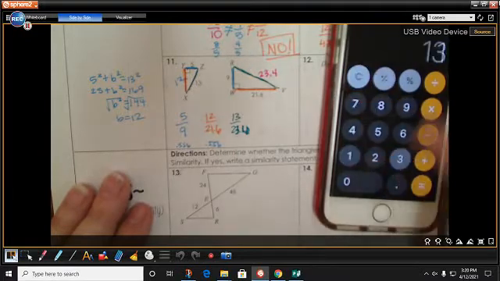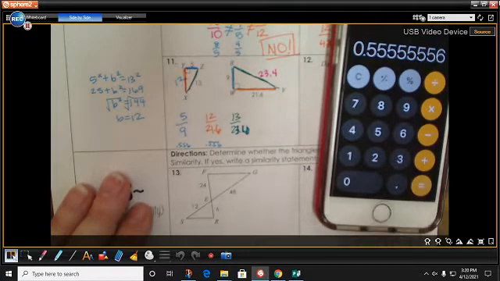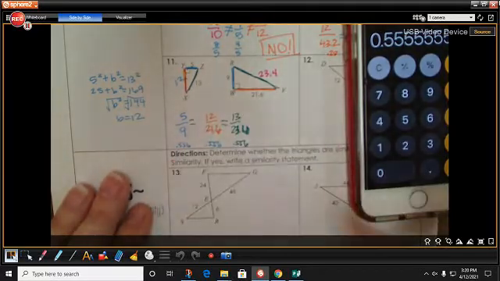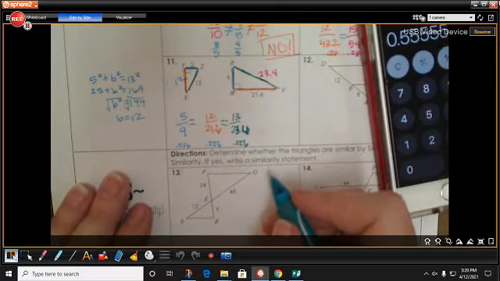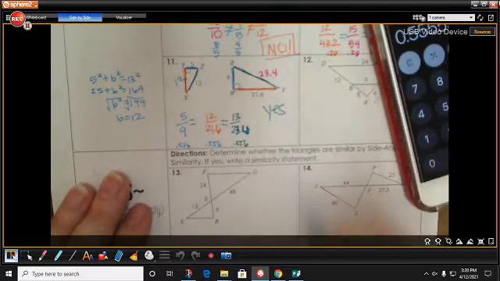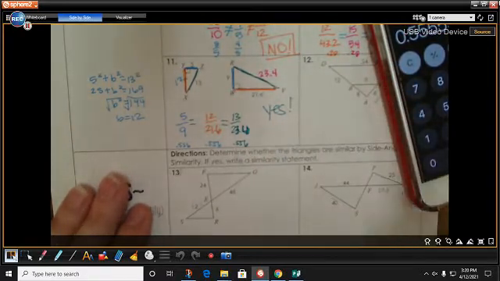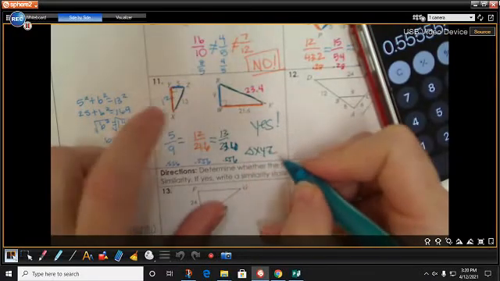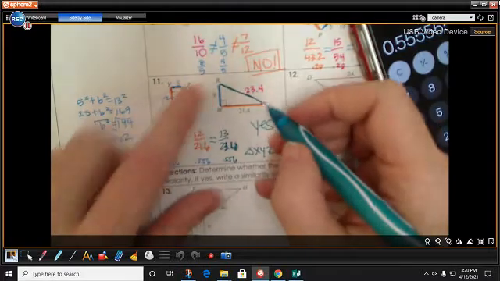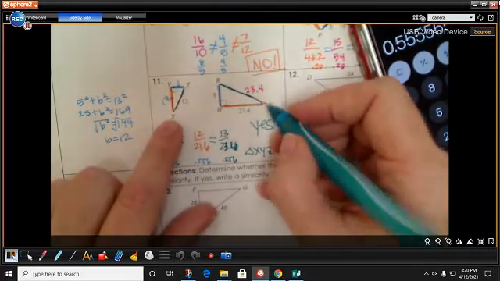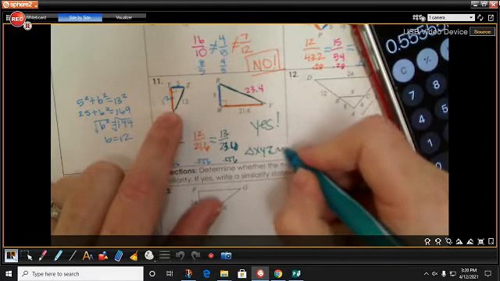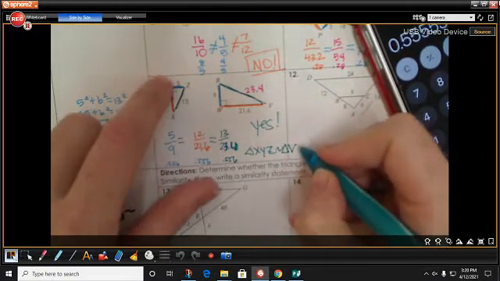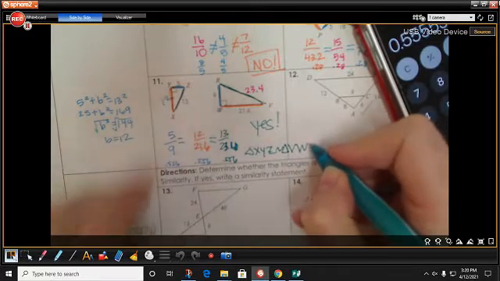13 goes with 23.4, and there it is, 0.556. So now all three of these ratios are equal. So all three of my sides are proportional. So yes, these are similar triangles. And I can say that triangle XYZ, if I go from X to Y to Z, I'm going down the long side and around the right angle. So X will go with V, so triangle V, and then W is my right angle, and then R will be left behind.